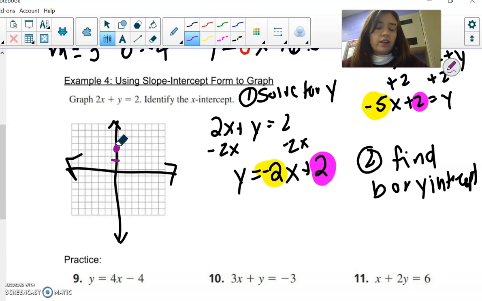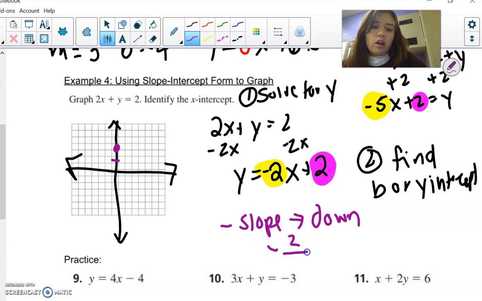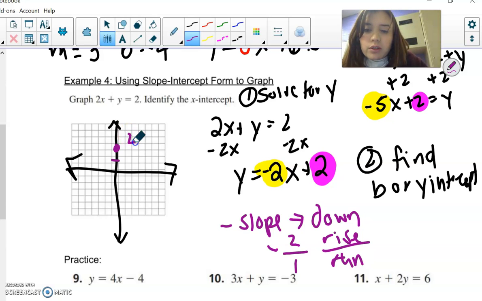So now we're going to look at that slope. It's negative 2. If it's a negative slope, that means we have to move down. And because it just has that 2 on top, we know that the bottom number has to be 1. So our rise, or in this case fall, is 2, and our run is only 1. So we go to our point here at 2, and we're going to go down 2, and right once. Down 2, and right once. And draw our line.